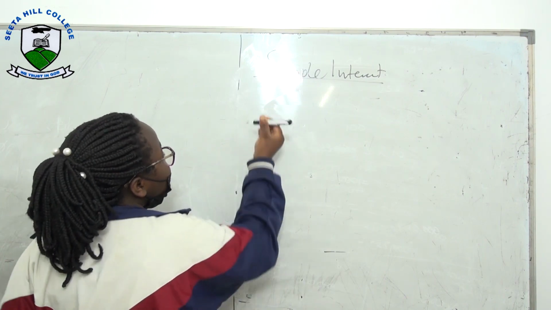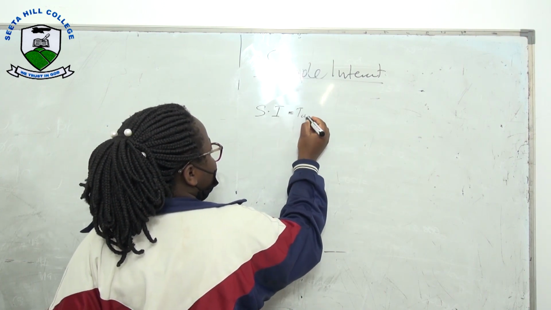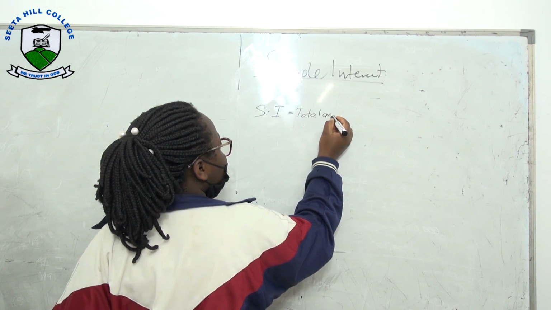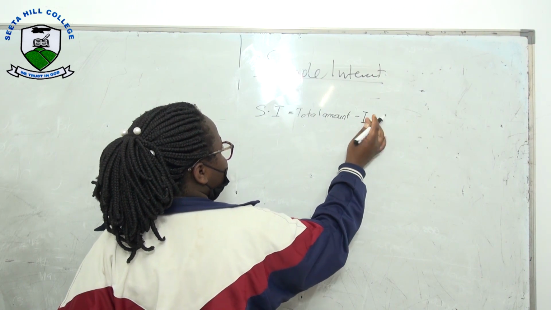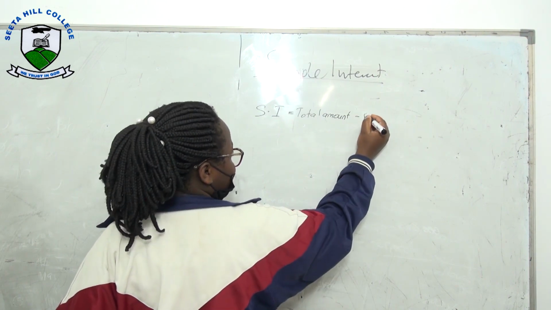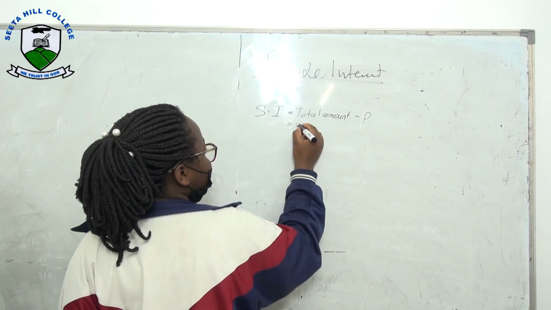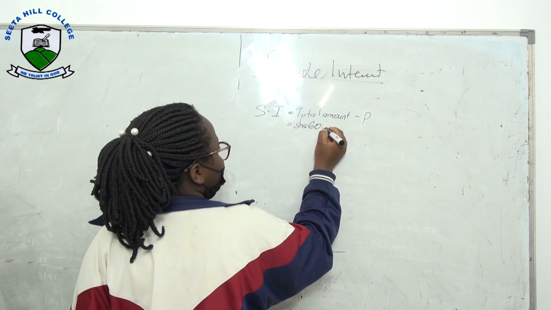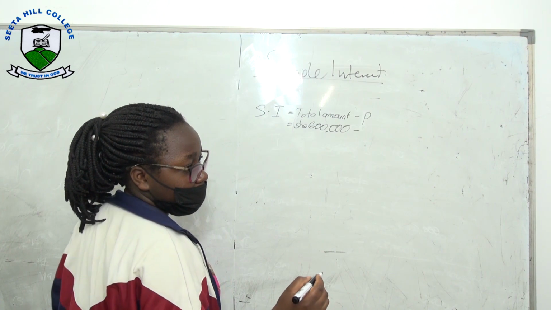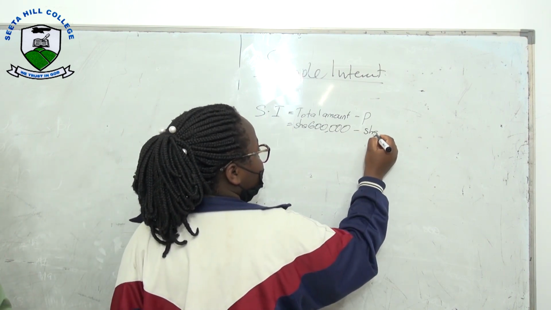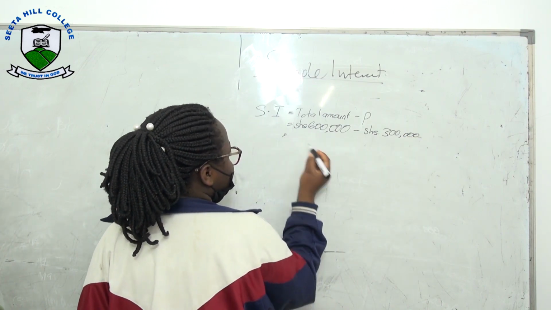The simple interest is equal to the total amount minus the principal. So what's the total amount given in the question? 600,000 shillings minus the principal of 300,000 shillings, giving us the simple interest as 300,000 shillings.